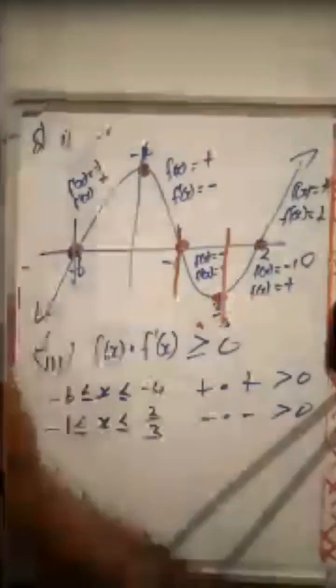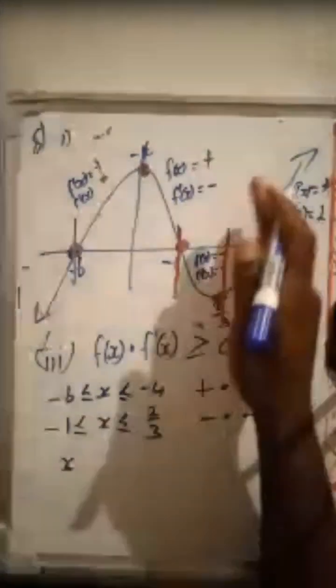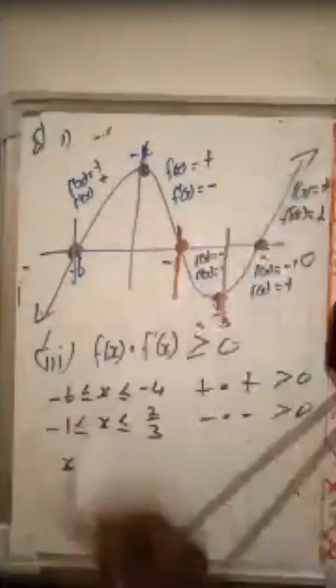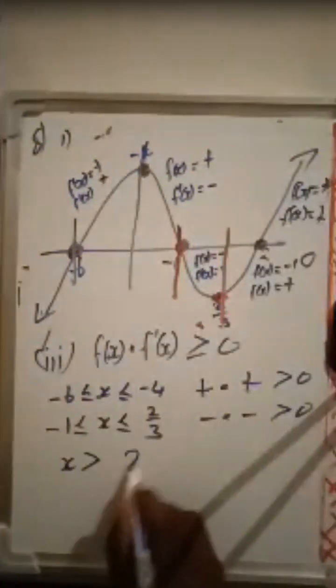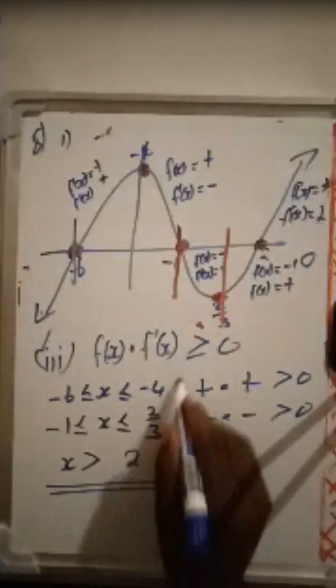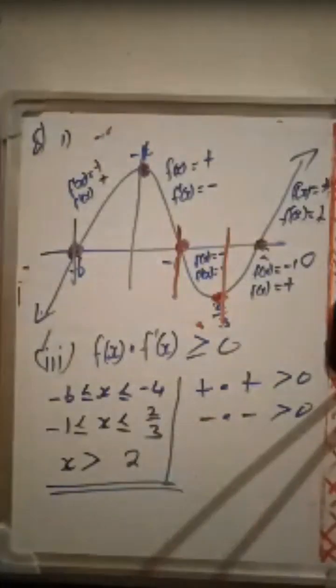Okay? Then that part is going onwards. It's just going to be x. Now the values of x are going to be to the right of 2. x is greater than 2. So these are the 3 solutions that we are looking at.